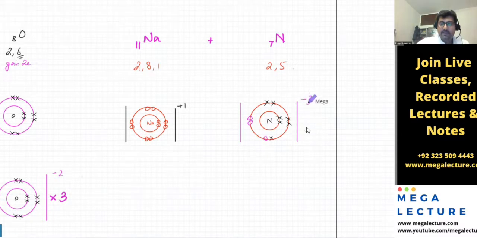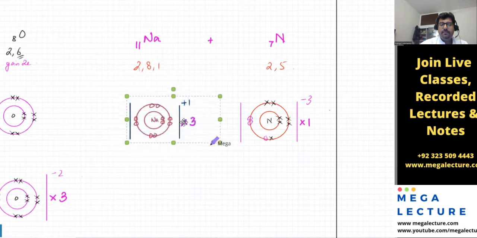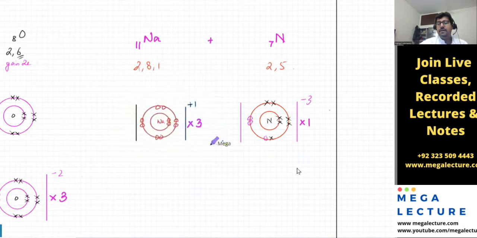So this is -3. Next step is, if this is +1, multiply this by 1, which means that there's going to be just one nitrogen. And if this is -3, forget the plus and minus. If this is -3, multiply this by 3. So there's going to be 3 sodiums, and there's going to be 1 nitrogen only. So that is what the dot and cross diagram of sodium nitride would look like.